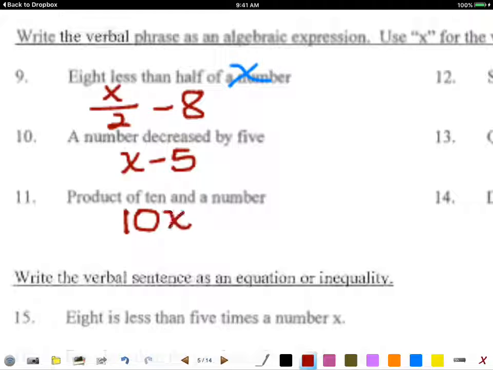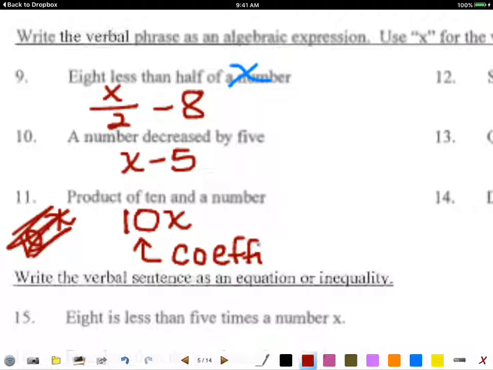10x. Very good. Now, even though 10 times x, meaning the little dot like this, does mean that, we're not going to do that. When you have a number and a variable, write them side by side. The 10 is called the coefficient. It's the number in front of the variable, the coefficient. Do you want to write that down? Wouldn't hurt. Coefficient. There we go. Anytime you have a number multiplied to a variable, that number in front is called the coefficient.